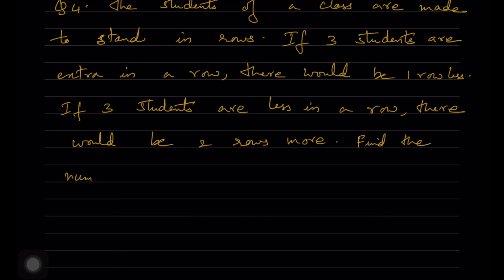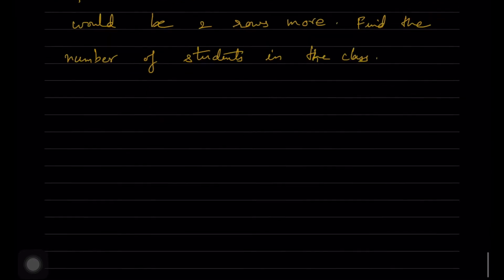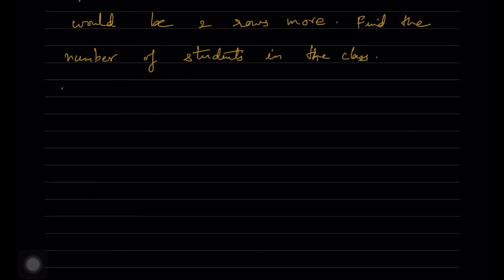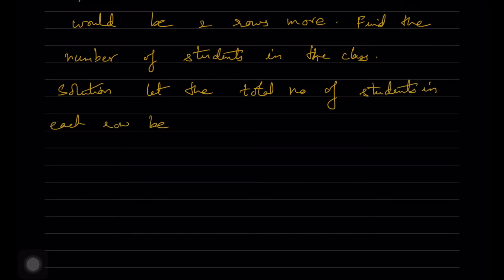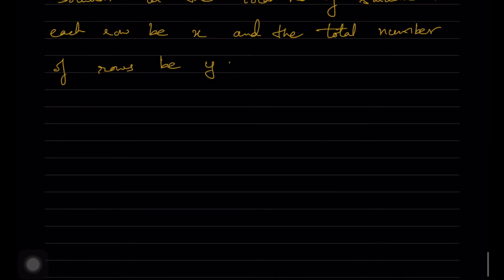Now we consider here, we are going to find the total number of students of the class. So going into the solution, let the total number of students in each row be x and the total number of rows be y. Therefore, total number of students in the class is equal to x into y.